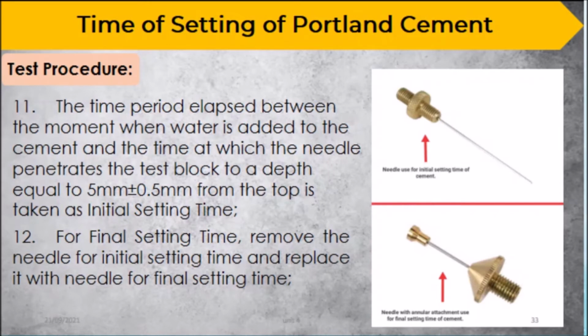Next, for final setting time, remove the needle for initial setting time and replace it with the needle for final setting time. You can see the difference between our two needles. For initial setting time, there is no cup here. And for final setting time, we now have a cup here.